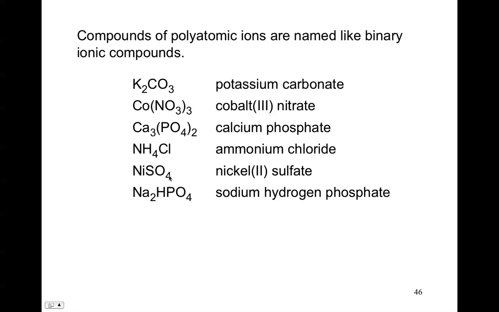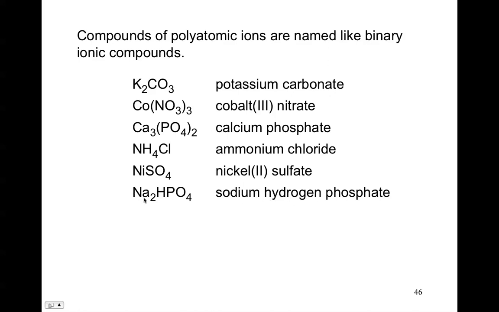Then we name all the others in the same way. You just have to memorize your polyatomic ions. In the last example, sodium hydrogen phosphate, the hydrogen phosphate is a polyatomic ion that has the formula HPO4 -2. And as a consequence, we need 2 sodium +1 ions to counterbalance that charge. So this is sodium hydrogen phosphate. We don't have to say disodium hydrogen phosphate. Everything that we need to write the formula is inherent in the name.